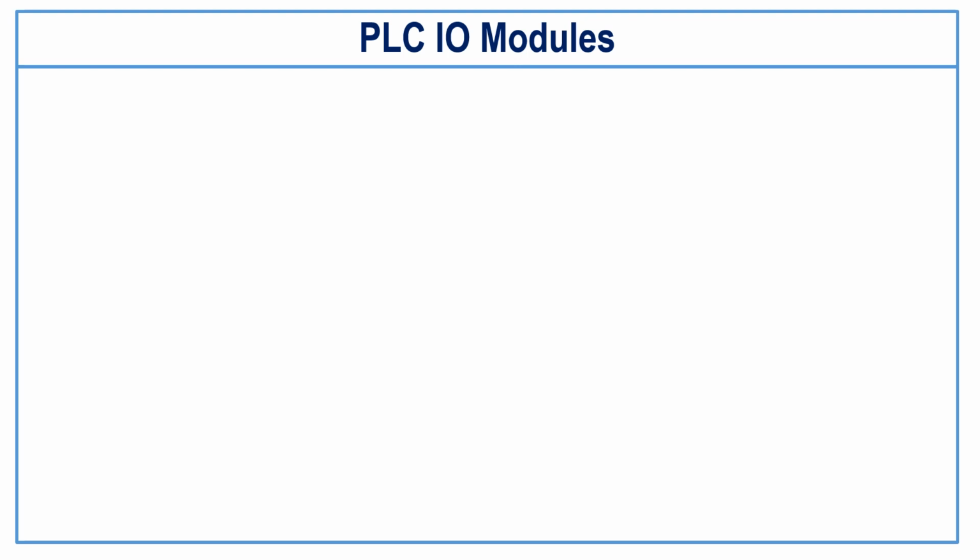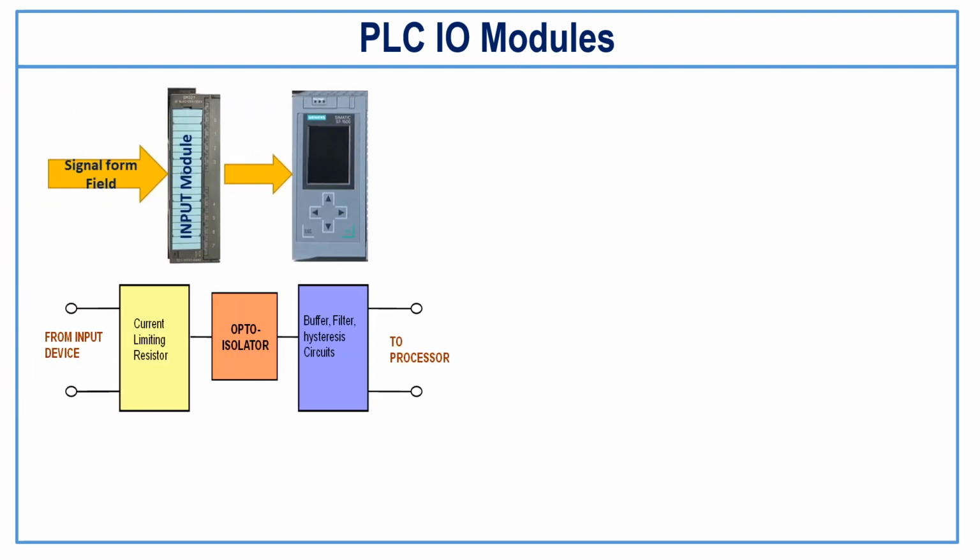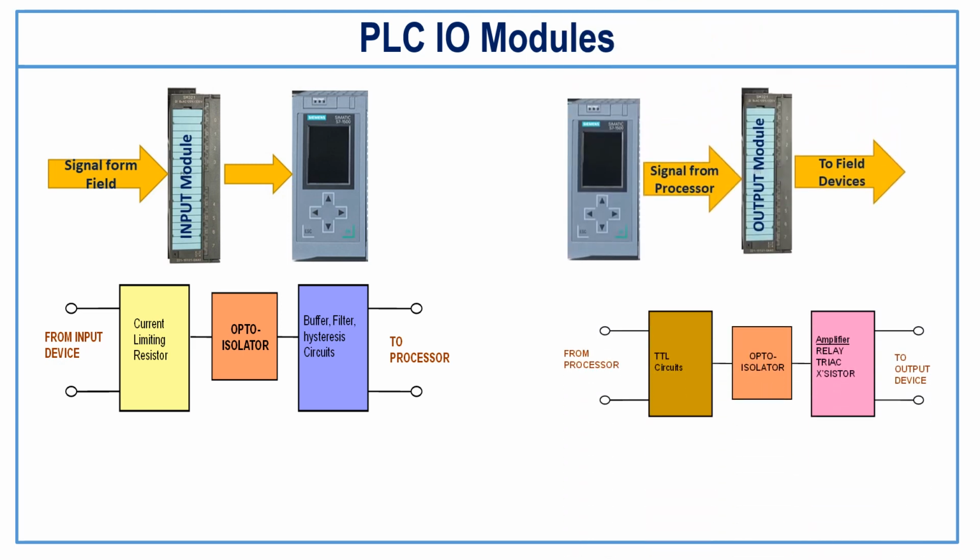The input modules receive the input signal from the field devices and convert them to a level so that the processor can understand them. And the output modules convert the output signal of the processor to a level which is capable of driving the connected field devices.